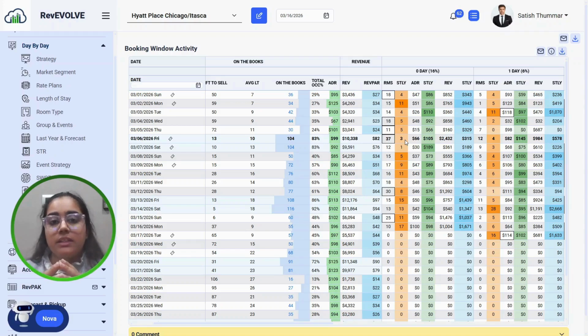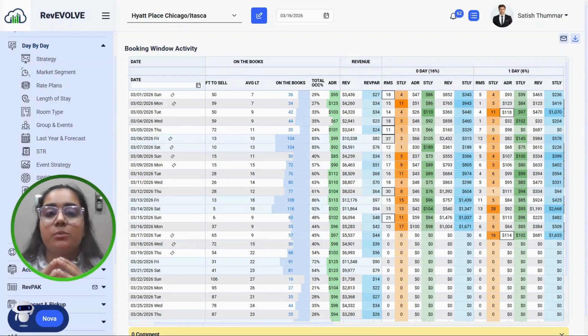But this widget introduces something even more powerful, which is STLY, meaning same time last year. This allows revenue managers to quickly compare today's bookings with the same booking position last year. With this comparison, it becomes much easier to understand whether demand is building earlier than last year, coming in slower than historical trends, or simply following a similar booking pattern. This historical context helps revenue managers evaluate demand much more confidently.